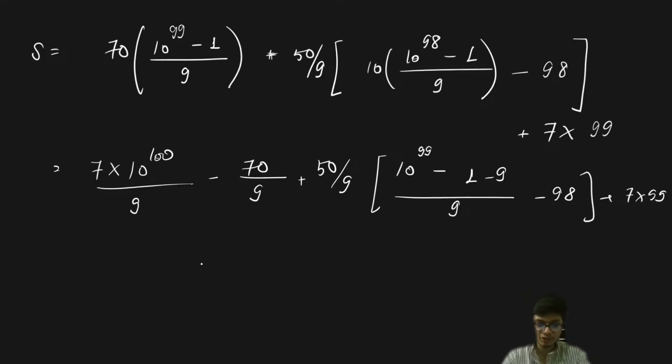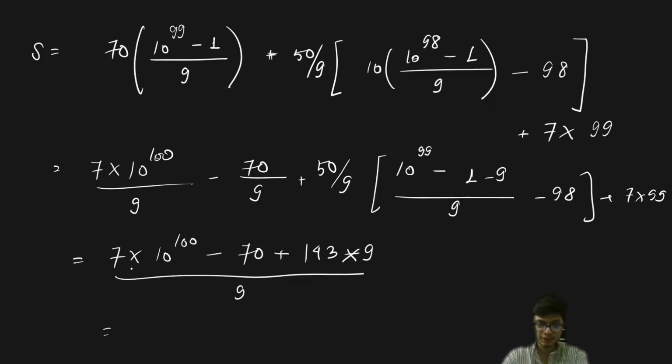Now I can simplify this expression much, then I can write it as 7 into 10 to the power 100 minus 70 plus 143 into 9, and whole divided by 9. Now this expression that you can see over here, that 7 to the power 100 minus 70, sorry, I have missed out a number. So there will be one more part that I missed out: there will be 99 times of this particular fives, right? There will be 99 times of 5, and then we'll have minus 550 plus 963, right?